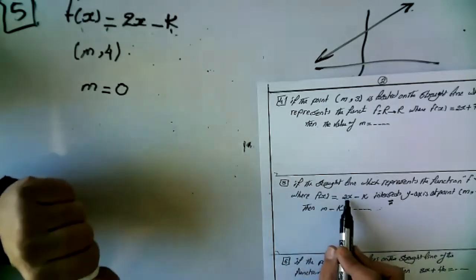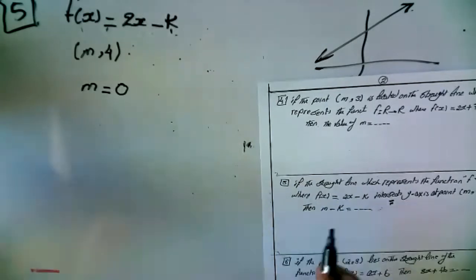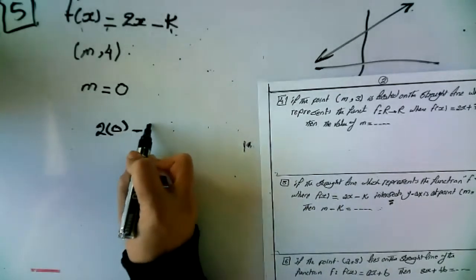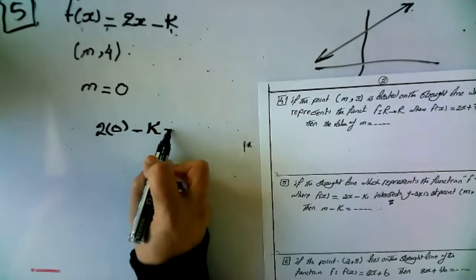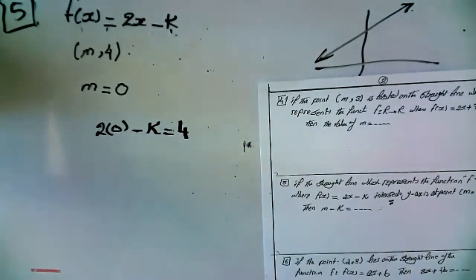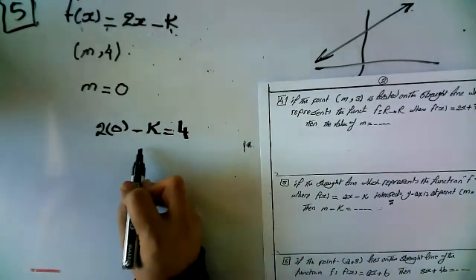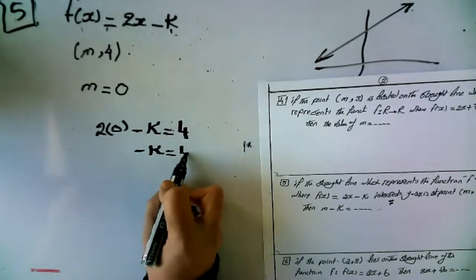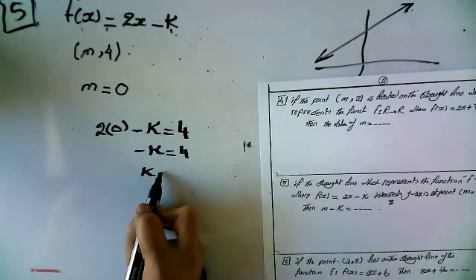Then 2x, 2 times 0, minus k equals 4. Then negative k equals 4. Then k equals negative 4.